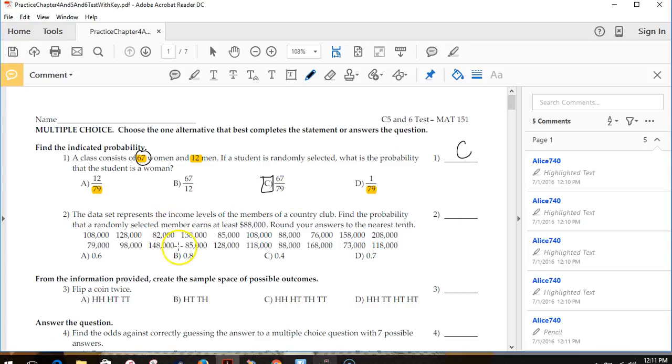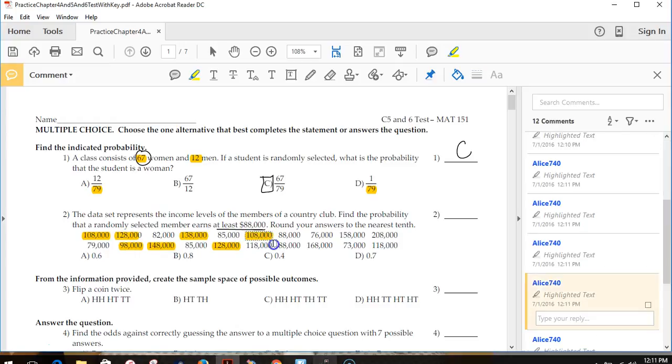Data below represents the income levels of members of a country club. Find the probability that a member earns at least 88,000. So 88,000 or more. So that one's 88, that one's above 88, this one. I'll go through and just highlight the ones that are above 88, at least 88,000. So that or more, we're going to count those.